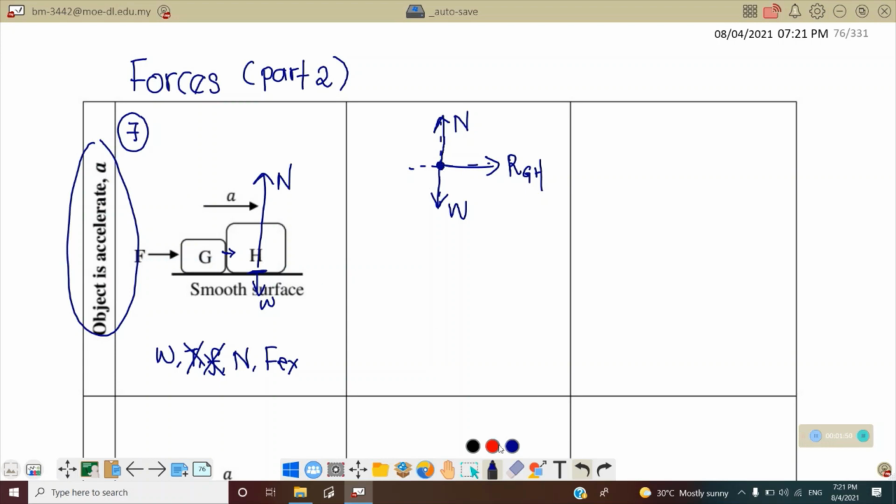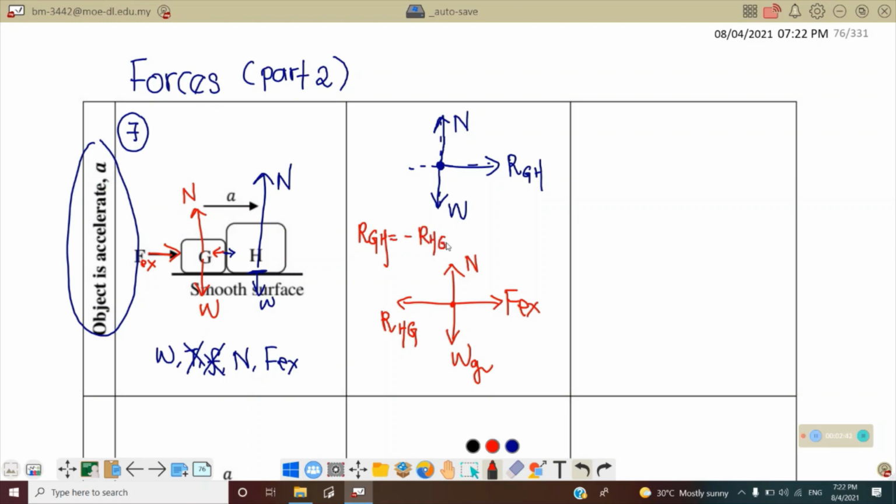Next, we go to object G. For object G, of course, we have weight and normal force. We don't have tension, and we don't have friction because it's a smooth surface. We have the reaction force acting from H on G, and also F external, which is actually a push force. So we draw from the origin: this is the normal force, this is the weight for object G, this is the F external, the pushing force, and the last one is the reaction force of H acting on G. Bear in mind that R_GH is equal to negative R_HG. The magnitudes are the same, but they are in opposite directions.